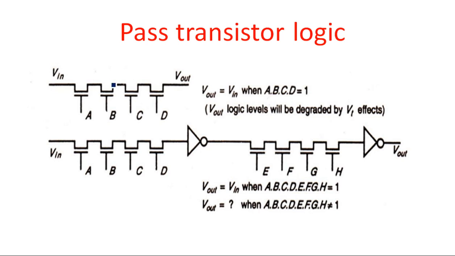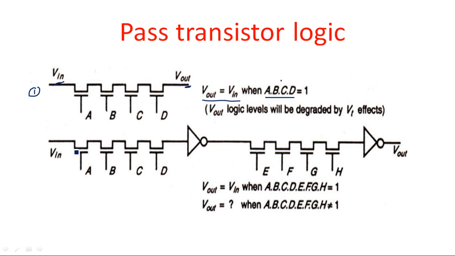Now we take a similar set of pass transistor logic where 4 different transistors are considered in the first case. All these 4 transistors are applied with the control inputs A, B, C, D. Here is the input we have given and this is the output. Output V out is equal to V in when all the control inputs A, B, C, D are equal to 1. That means A dot B dot C dot D is equal to 1. That means if any one control input becomes 0, then the output is 0.